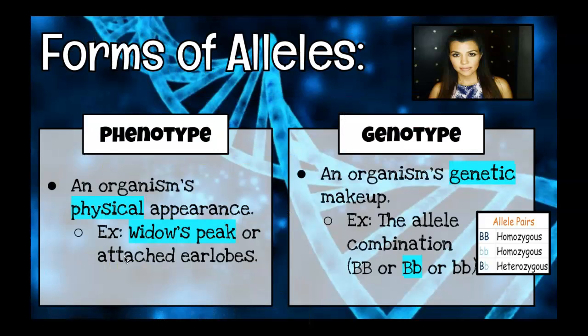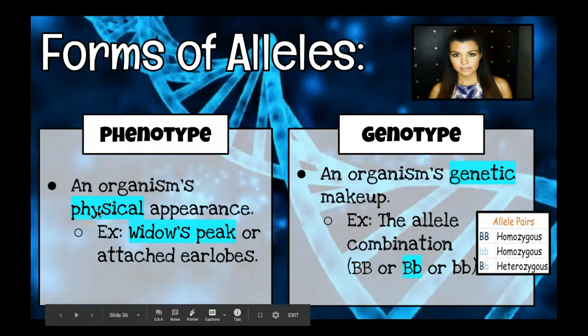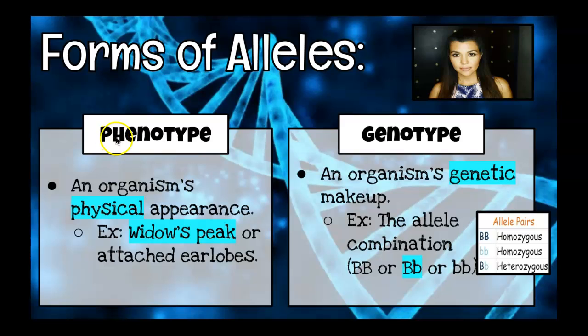So when we look at alleles, we look at the phenotype and the genotype. The phenotype is the organism's physical appearance, so the trait that they got because of the letter combination or the alleles that were passed down. So, for example, the phenotype is what we physically see when we look at you. Like, I can see that you have freckles, or I can see that you have blue eyes. That's your phenotype. Blue eyes, freckles, it's your physical appearance. Excuse me. So remember it by the ph in phenotype and the ph in physical appearance.